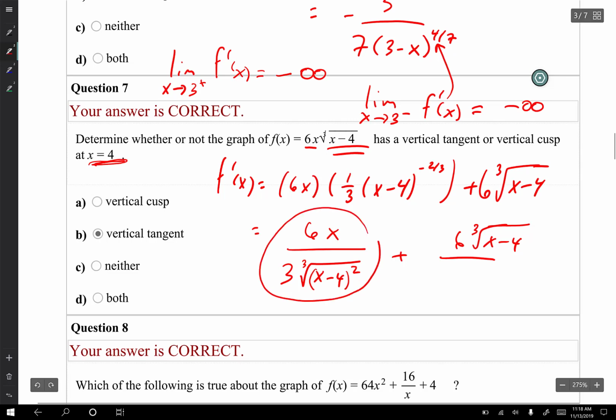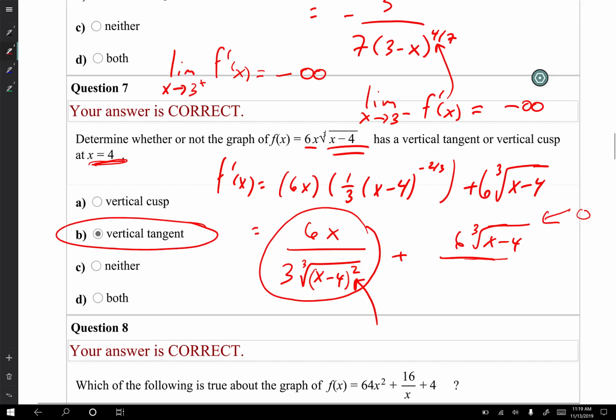This is going to be approaching positive infinity from the right-hand side of 4, and it's going to be approaching positive infinity from the left-hand side of 4. And this guy is just 0. As you can see, if I plug in 4 by direct substitution, that's just going to be 0. So you just pay attention to this guy here. And I can see already it's going to be positive infinity for both right and left because of that square there. So vertical tangent. Hopefully that made sense. If it didn't, guys, come see me, please.